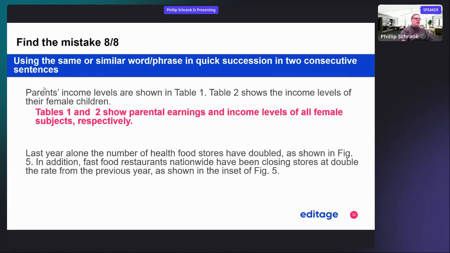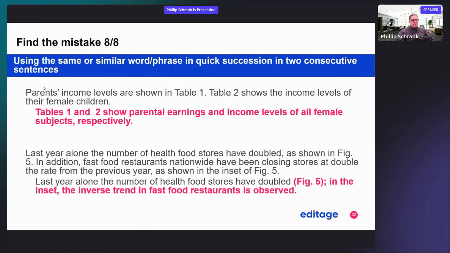A good way to fix this: "Tables 1 and 2 show parental earnings and income level of all female subjects, respectively." The second one is a redundancy issue. You're mentioning figure 5 twice. You can better say that by only mentioning figure 5 once.